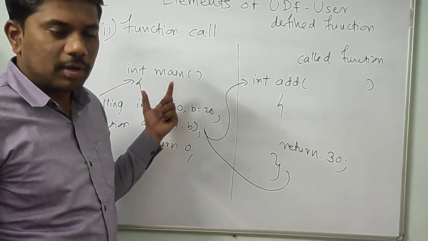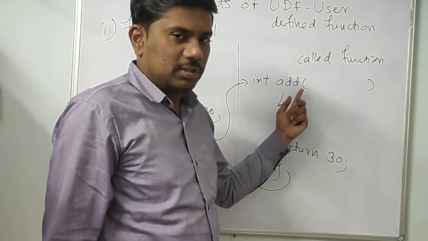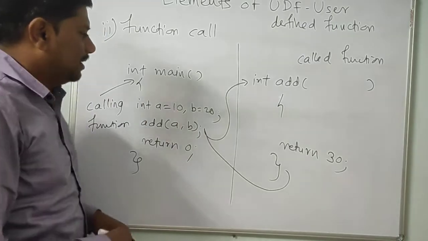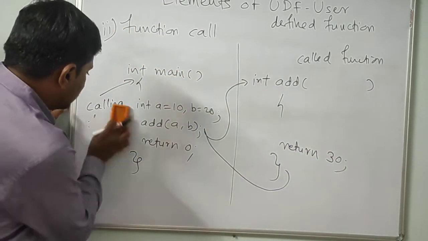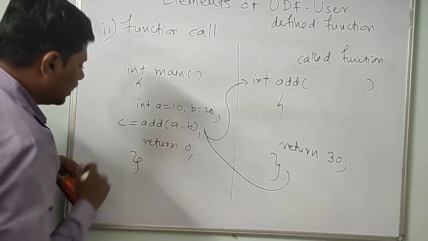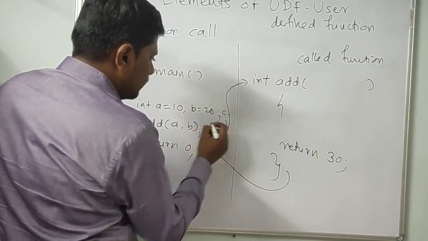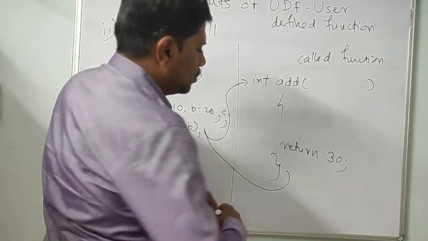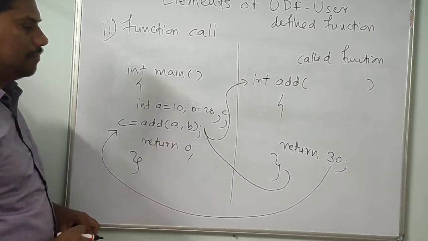Main function, because main has given those two values to the add function. So add should return the result back to the main function. But where will this 30 result be collected? On the left hand side of this add, that result will be collected. So I am taking one more integer variable, c, and in this c variable I am collecting that 30. So this 30 will be collected in this c variable.